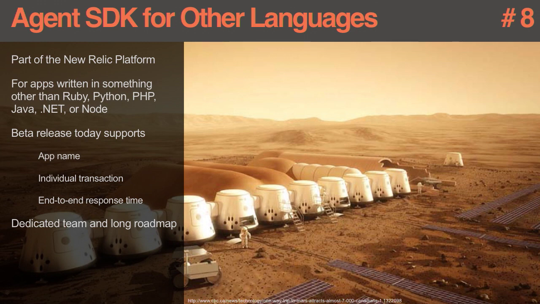It's not a plugin, and it's not any custom metrics. It's a first-class application. Today, you'll be able to use the C library and send in the application name, the status of the application, the individual web transactions, and their end-to-end response time. As time goes on, our team's going to keep adding more and more capabilities to it. So in the future, you can expect to see closer and closer parity with the language agents that we support out of the box.